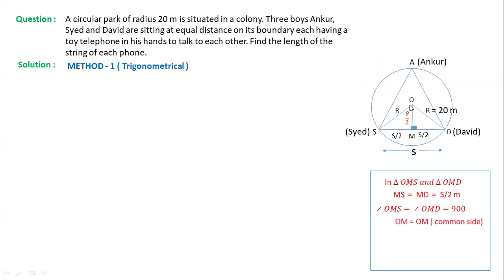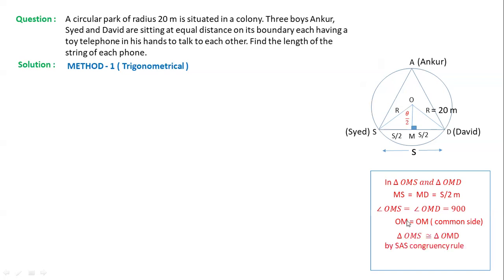And OM is equal to OM. This is a common side to both these triangles. So this is equal to this. This is equal to both, and both are 90 degrees. Therefore, by the RHS rule, these two triangles are congruent. Clear? Because these two triangles are congruent, these two angles must be equal.